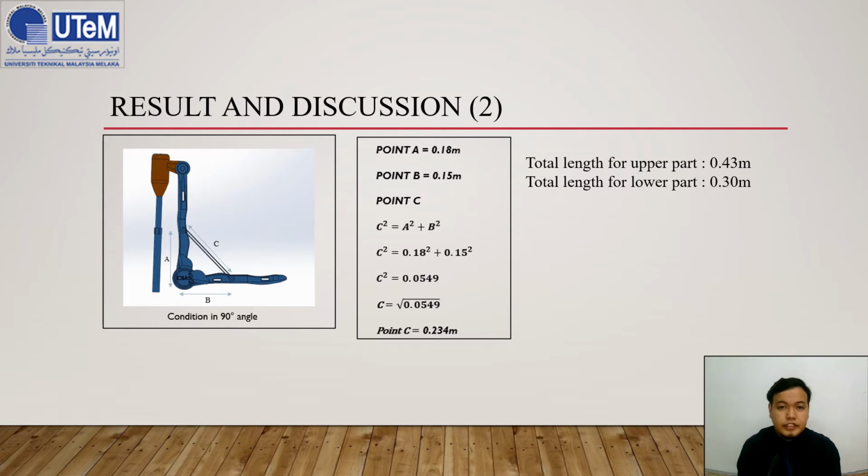This is the result and discussion for my objective 2. The product is at a 90-degree angle, and we have to calculate the C, which is the hypotenuse, and we got the value of 0.234 meters. The total length for the upper part is 0.43 meter, while the total length for the lower part is 0.30 meter.